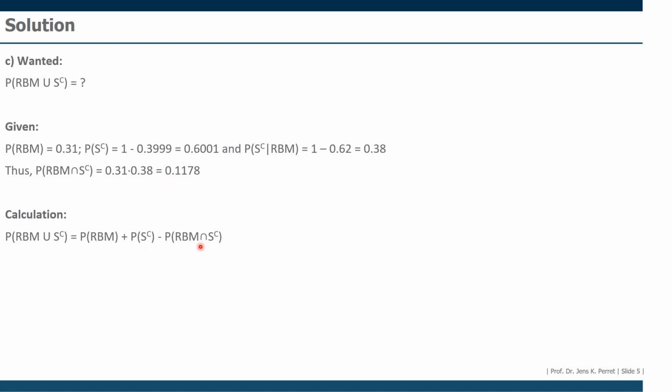Now we actually have all the information we need for our addition theorem, which in this case would look like this: studying RBM, plus not doing a semester abroad in Spain, minus studying RBM and not doing the semester in Spain. Well, if we insert the values, we get as a final result 79.23%. So roughly 79% of all students study RBM or do not go to Spain, or study RBM and do not go to Spain.